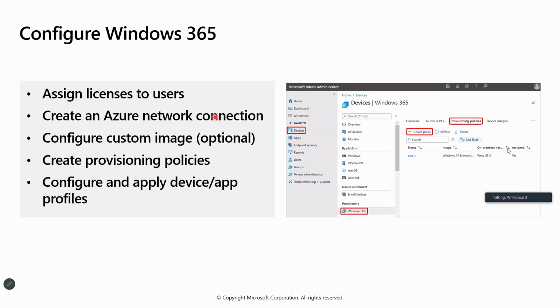If we're going to be using a custom image, so configure the custom image, create your provisioning policies, and then configure and apply your device and application policies. Again, we'd be doing this through our Intune. And as they mention over there in your student book, to create an on-premises network connection, the connection will have been created in Azure. And then we go in through our endpoint manager, go to devices, Windows 365, under provisioning, on-premises network connection, create connection, and you will then link it to the connection that has been created in Azure.